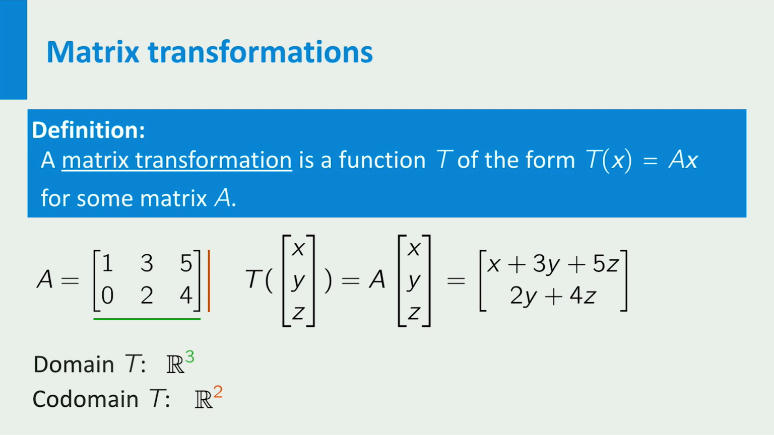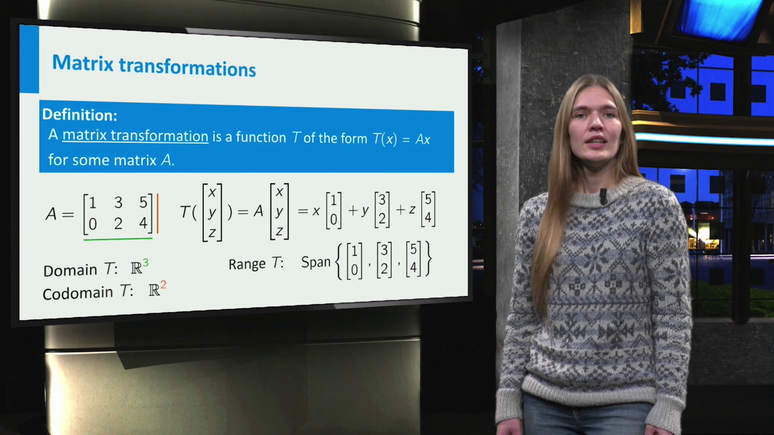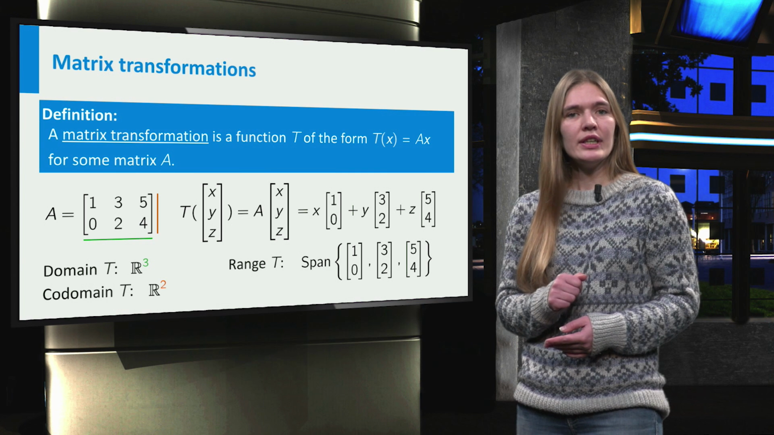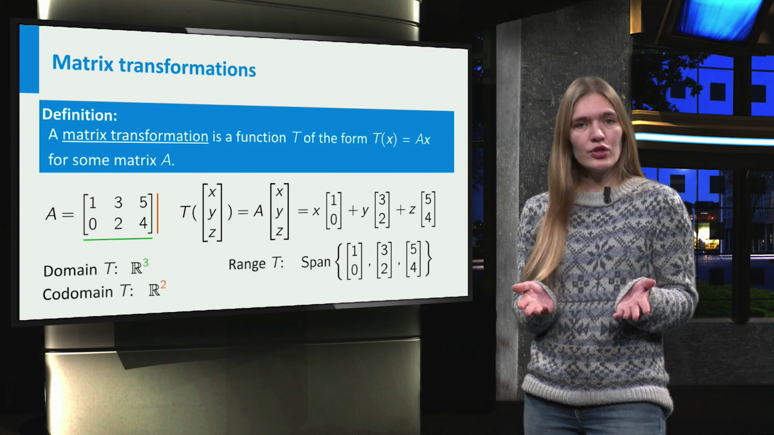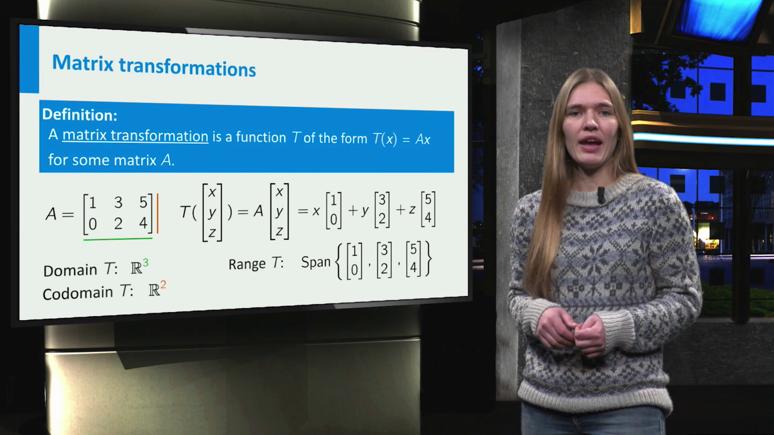To find the range, we need to figure out all possible outcomes of the function T. Let's take another careful look at what T does to a general vector x in R3. As you learned, the outcome A times x is a linear combination of the columns of A. If we use all possible input vectors x, we see that the outputs give us all possible linear combinations of the columns of A. Together, they form the span of the columns of A. So, for a matrix transformation T using the matrix A, the domain is equal to R3, where 3 is the number of columns of A. The codomain is R2, as A has 2 rows. And finally, the range of T is given by the span of the columns of A.